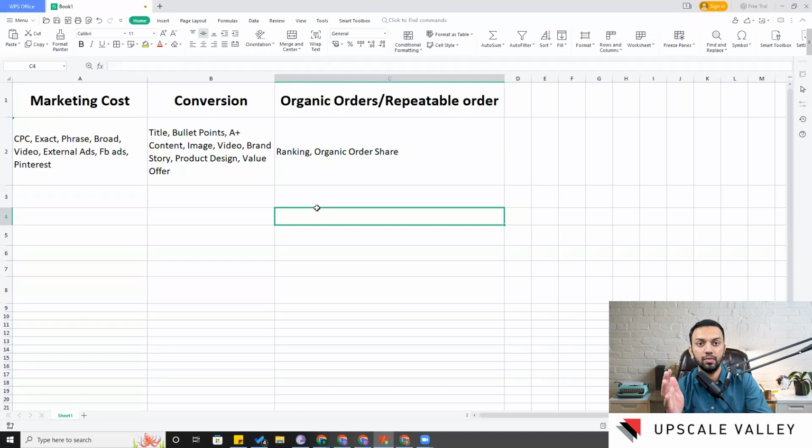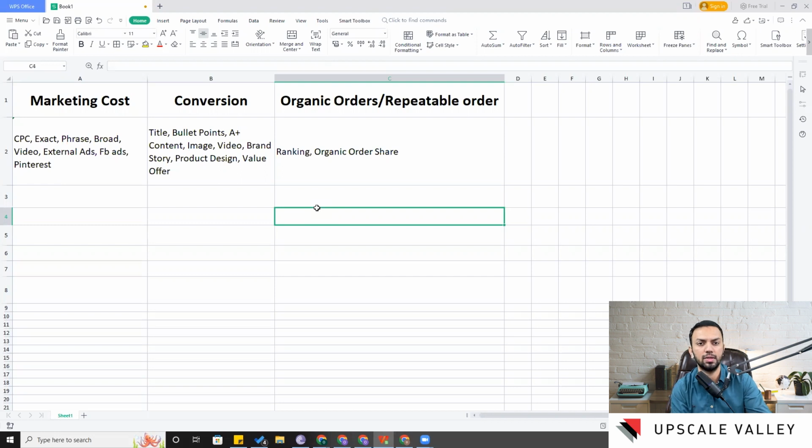Along with this, if you focus on the conversion part, maybe do A/B testing, manage your experiments with the title, with the A+ content, with the main images, then it's also going to help you stabilize your organic ranks as well. So this is the second part.